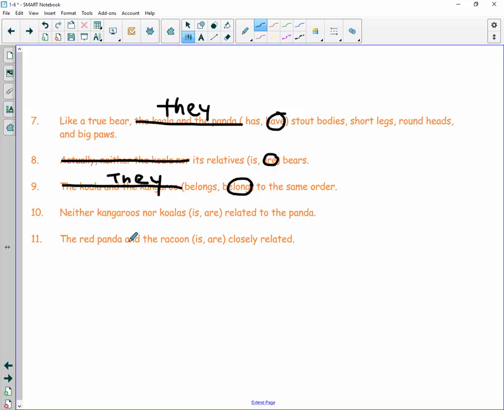Neither kangaroos nor koalas are related to the panda. So I'm going to cross off this first part. Koalas are related to the panda. The red panda and the raccoon blank closely related. Because it's an "and," I'm replacing it with "they." They are closely related.